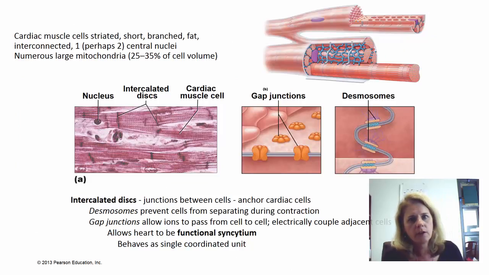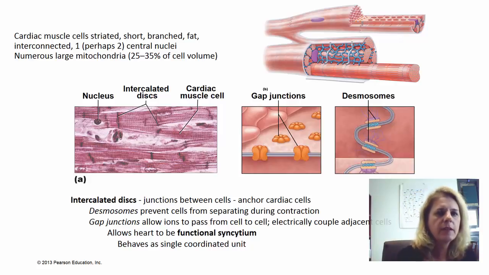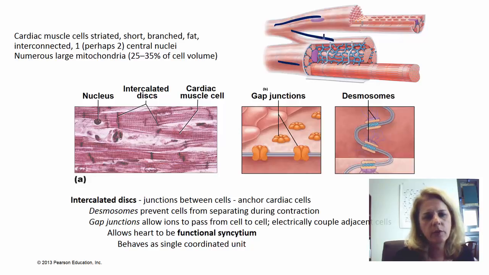Cardiac muscles are involuntary. We talked about how you have skeletal muscle, cardiac muscle, smooth muscle, so it's involuntary muscle. It's striated just like skeletal muscle. It's got those little stripes, those sarcomeres. But instead of being long, continuous muscle cells, they're going to be short and branched. Okay, so they're short and branched.